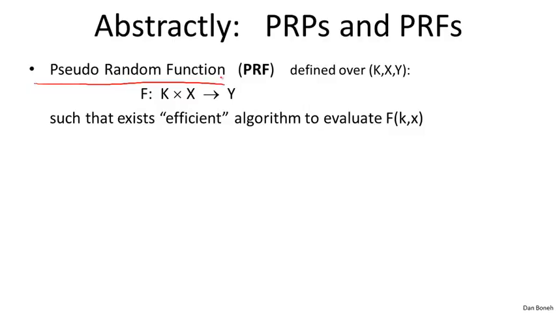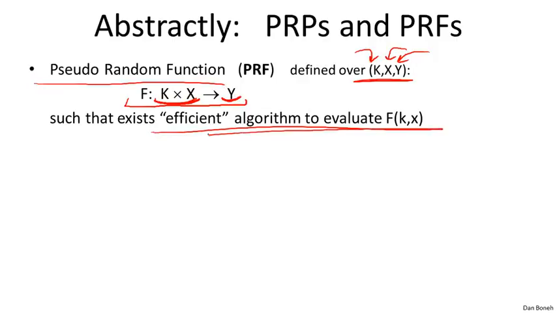So let me explain what these things are. A pseudo-random function basically is defined over a key space, an input space, and an output space. All it is basically a function that takes a key and an input as inputs and outputs some element in the output space. So it takes an element in K, an element in X, and outputs an element in Y. And the only requirement, essentially, is that there's an efficient way to evaluate the function. For functions, we're not requiring that they be invertible. We just need them to be evaluatable given the key and the input X.